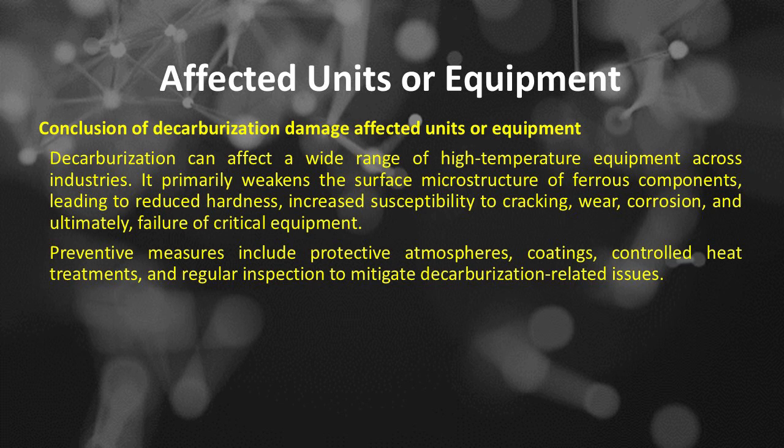Conclusion of decarburization damage affected units or equipment. Decarburization can affect a wide range of high-temperature equipment across industries. It primarily weakens the surface microstructure of ferrous components, leading to reduced hardness, increased susceptibility to cracking, wear, corrosion, and ultimately, failure of critical equipment. Preventive measures include protective atmospheres, coatings, controlled heat treatments, and regular inspection to mitigate decarburization-related issues.